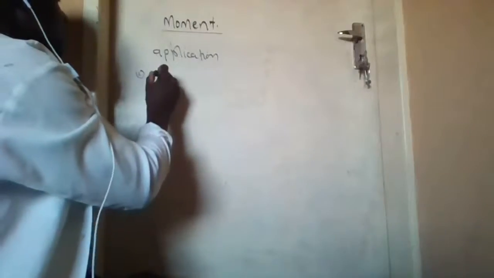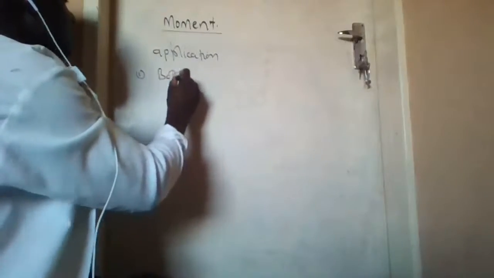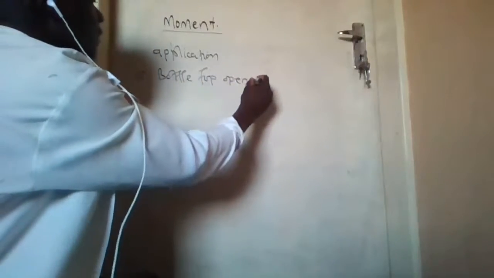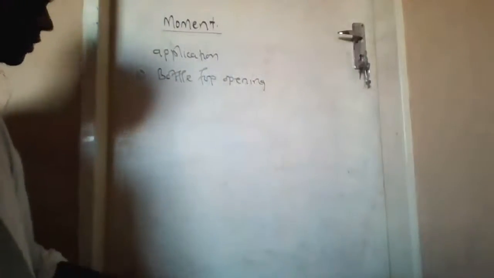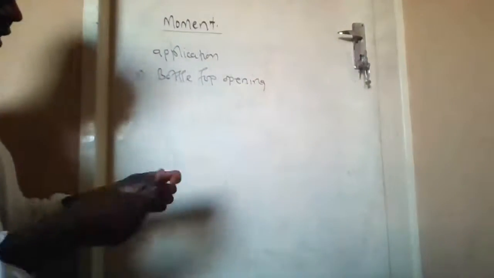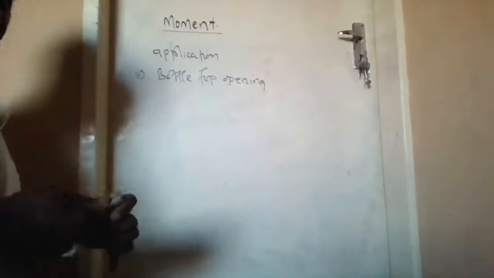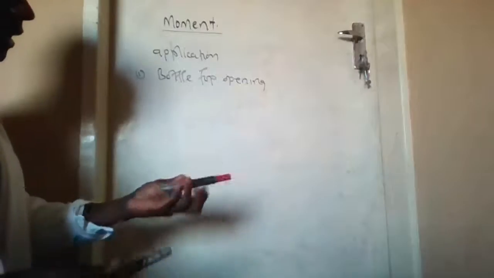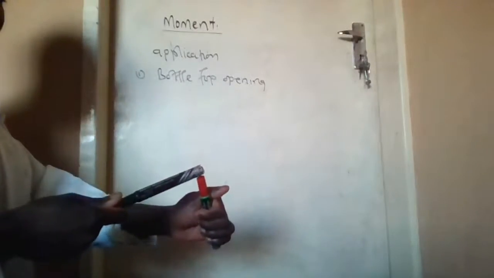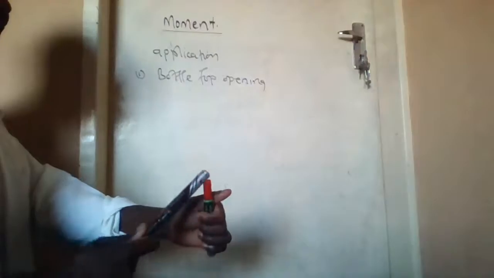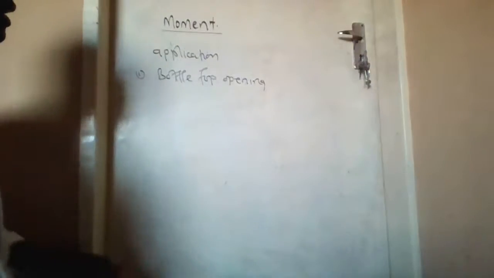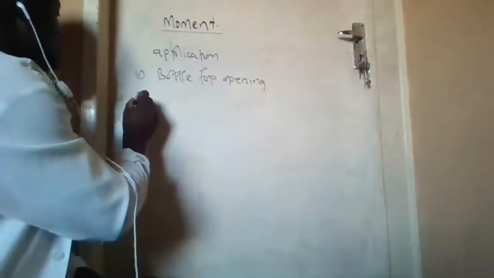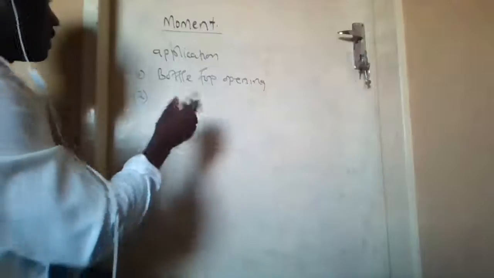So the applications are, one, bottle top opening. There are times you find an opener which is very short. If the opener is very short, it means the amount of force you have to apply in opening the bottle top will be greater than if the opener was longer, where the amount of force you apply can be very small. So one, the application is when you're opening the bottle top. Then two, we use this in door opening.